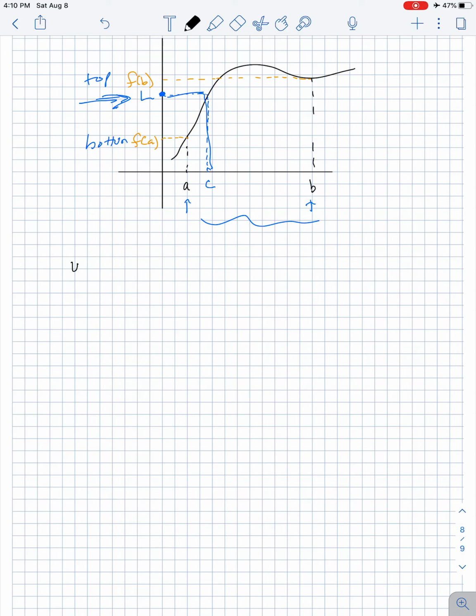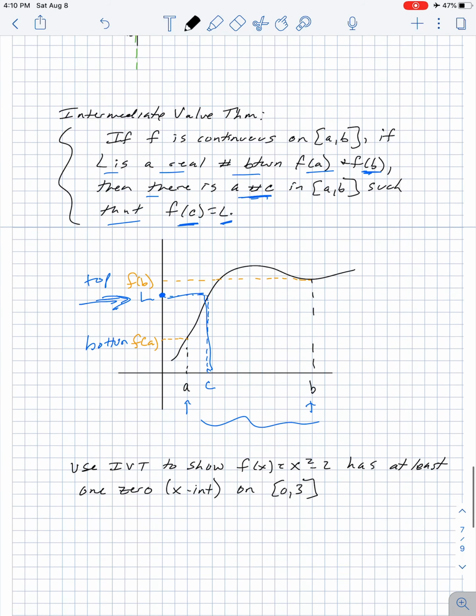It'll say, use the intermediate value theorem, IVT is our abbreviation for that, to show that f of x equals x squared minus 2 has at least one zero, or x-intercept, that's what a zero is, on the interval from 0 to 3. Now, here's how, in real math land, you use the theorem, okay?